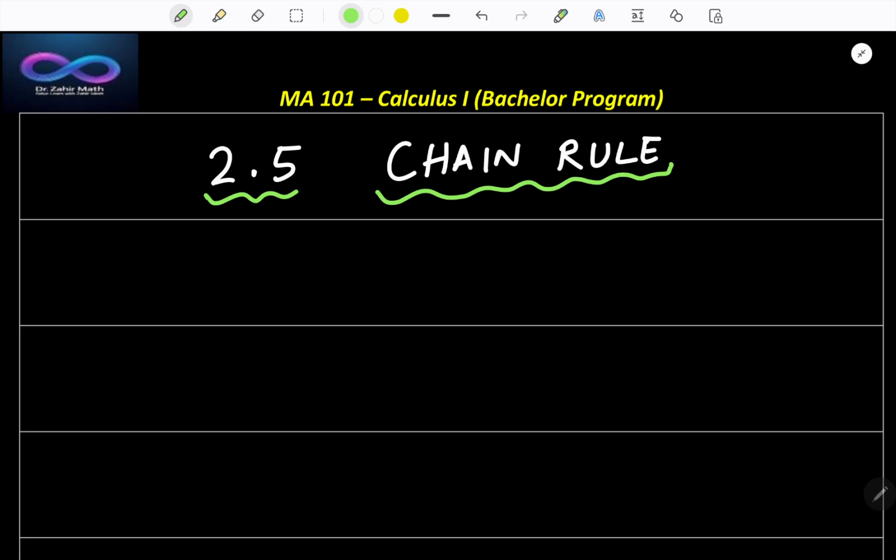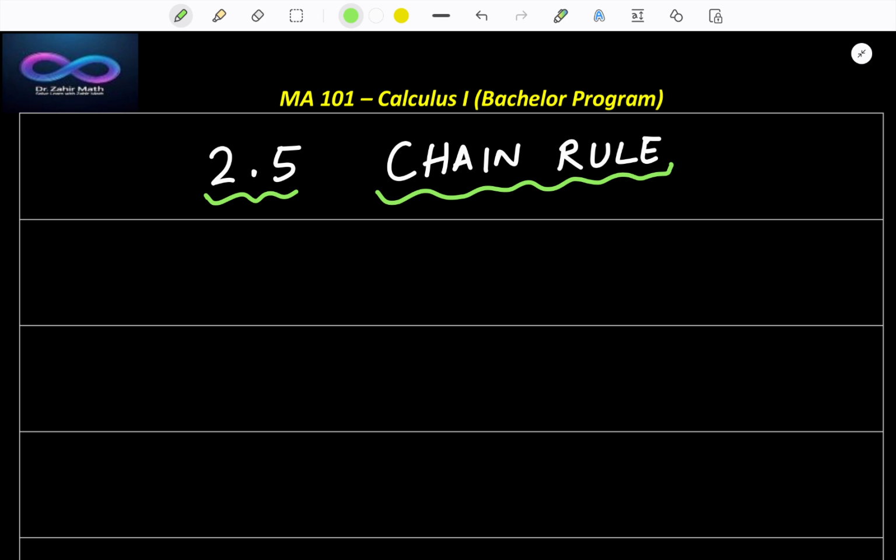Many students get confused with composite functions and derivatives inside another function. So today, I'll make it very simple with step-by-step examples. I will also show you the two important rules we use for the chain rule.